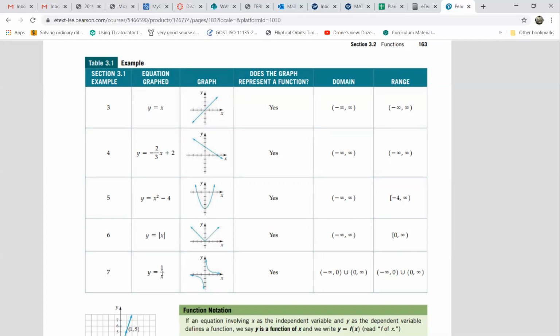How about reciprocal function? Y equals to 1 over x.